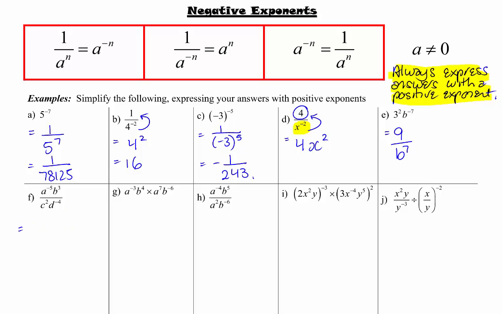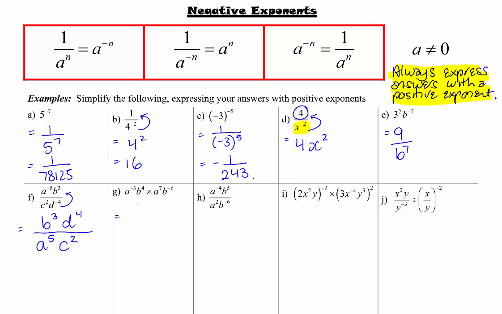Next, they've got A, B, C, D. None of the bases are the same. So I'm going to put in my vinculum for my fraction. I have A to the negative 5. It has to move to the bottom to become positive. B cubed, already positive, it can stay at the top. C squared, already positive, so it can stay down the bottom. D to the negative 4 is negative, so it needs to move to the top.